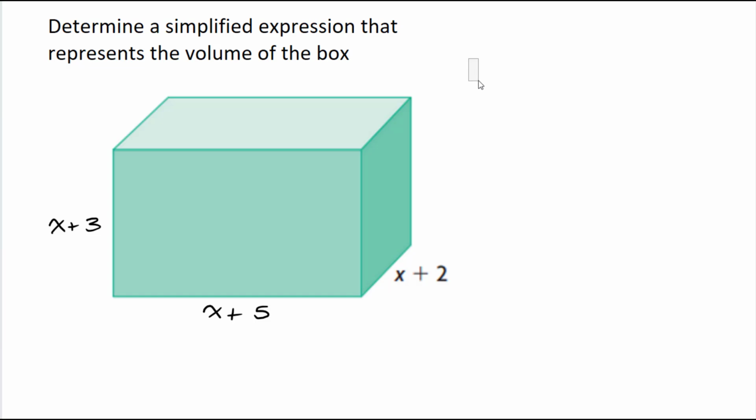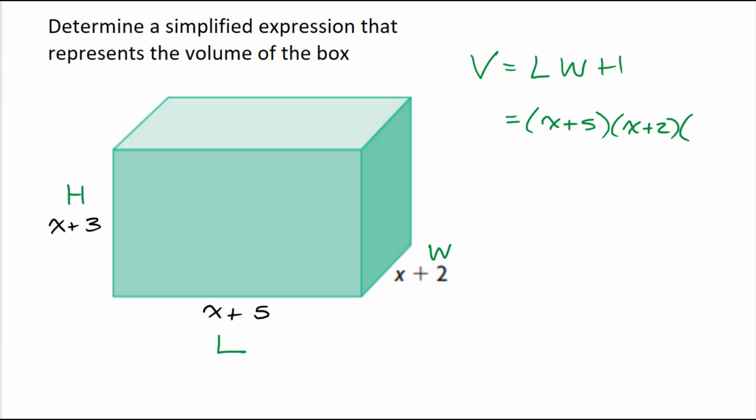Okay, so volume of a rectangular prism like this is length times width times height. So which side's the length, which side's the width, which side's the height, it actually doesn't really matter. But let's just say the length is x plus 5 here. Okay, x plus 5. We'll say the width is x plus 2. And let's claim the height is x plus 3. Okay, now there you go. There's your length times width times height.